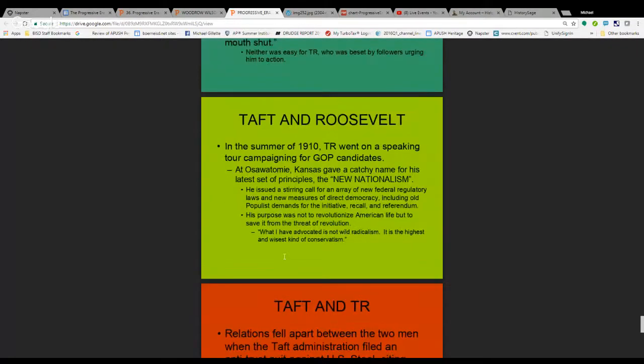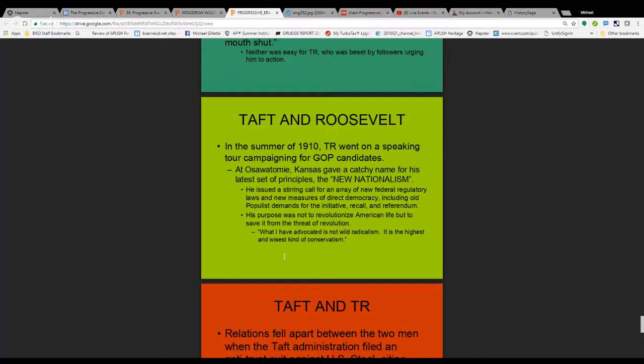Around the same time, this is important to note as well, Roosevelt begins going on a speaking tour, campaigning for Republican candidates from around the United States. And as he's delivering this speech, he's delivering a stump speech called New Nationalism. Now, New Nationalism, you're going to need to know this. This is something that will be on the test. In the New Nationalism, what you got to understand is that by this time, Roosevelt is no longer a moderately progressive president. Now he's very, very liberal. He's a lot more liberal than he had ever been before.